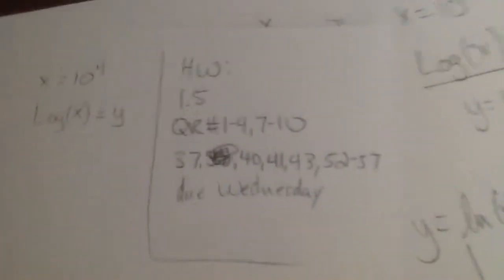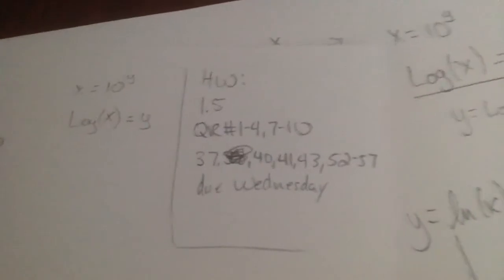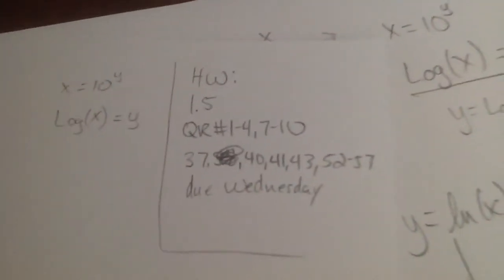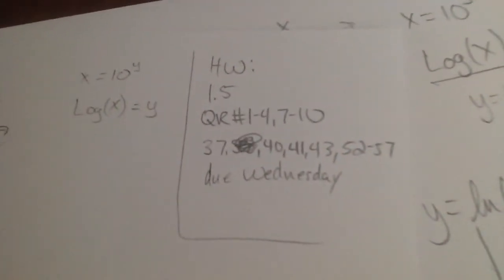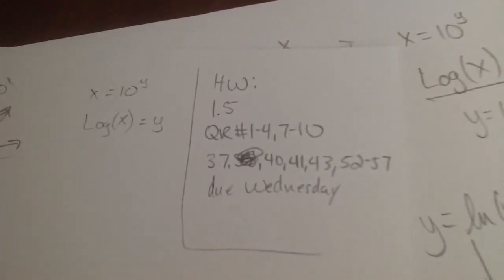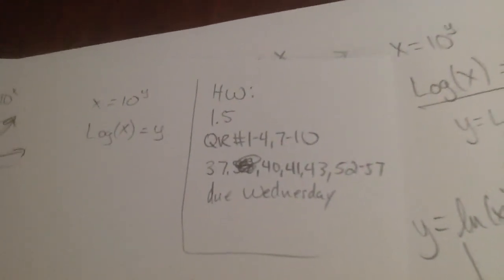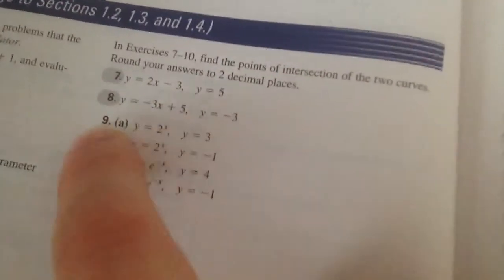Here's that. Notice I got the quick review ones on there. A bit of composition of functions on the quick reviews and finding points of intersection. Pay close attention on those. 7 through 10 on the quick review. 7 and 8, don't use a calculator. Find the point of intersection of those. 9 and 10, you can use your calculator and use the graph.